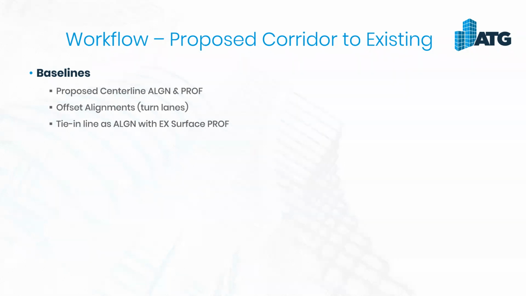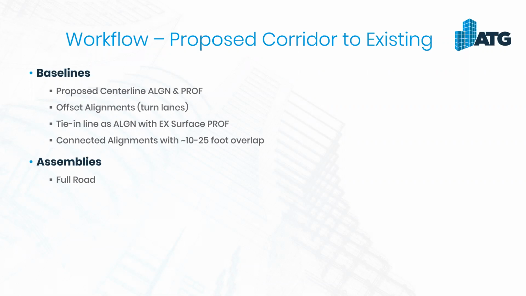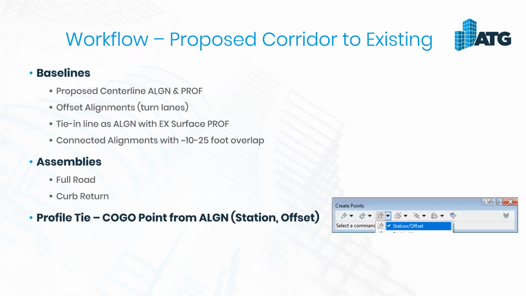Reason why we want to have that as an alignment, not as a feature line, is because you can only have a connected alignment between two alignments. Now, with your connected alignments, in this case, we're not going to need an extreme amount of overlap, but somewhere in the 10 to 25 foot range to get started should be pretty helpful. We're also going to need 2 different assemblies for 3 overall regions. We're going to have our full road, and then we're going to have our curb return. 2 assemblies, 3 regions.